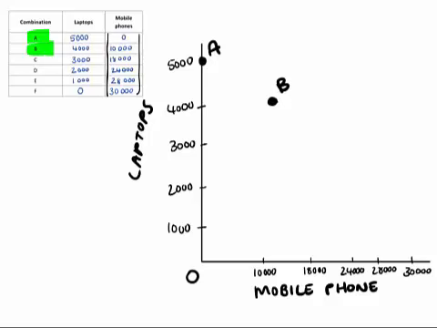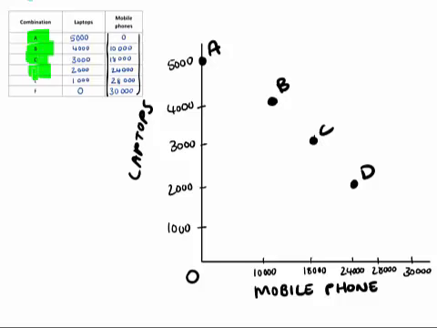The next point, point C, I'm producing 3,000 laptops and 18,000 mobile phones. So here's 18,000 mobile phones, and over here is where the two intersect. Now at point D, I produce 2,000 laptops and 24,000 mobile phones. And here's 24,000 mobile phones. So there's point D.